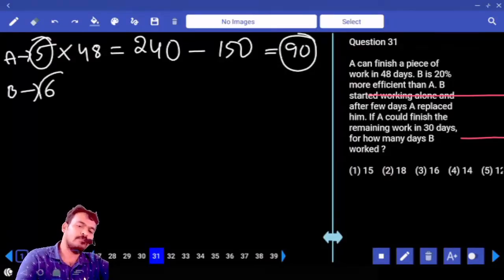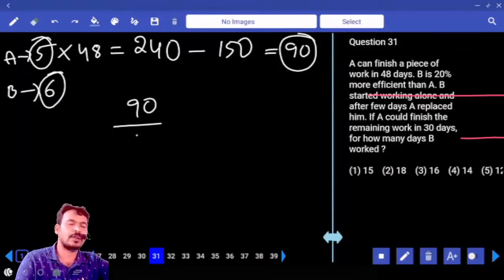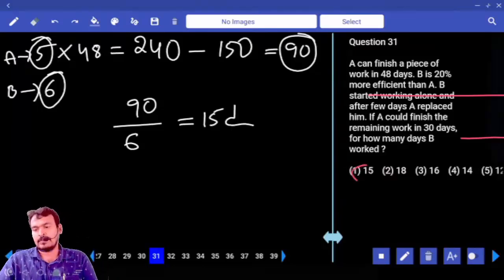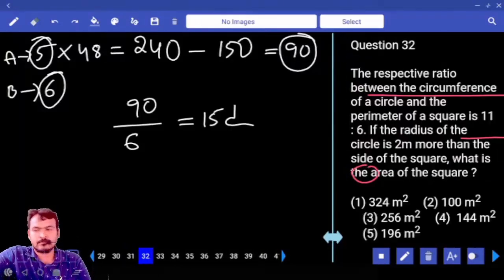What is the 1 day work of B? 6. Then we require, B can complete 90 units in how many days? 90 by 6. How many days? 15 days, right? Which option? First one.